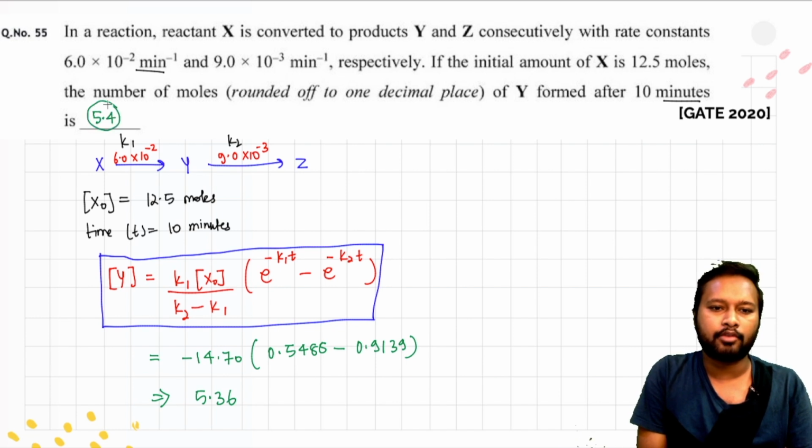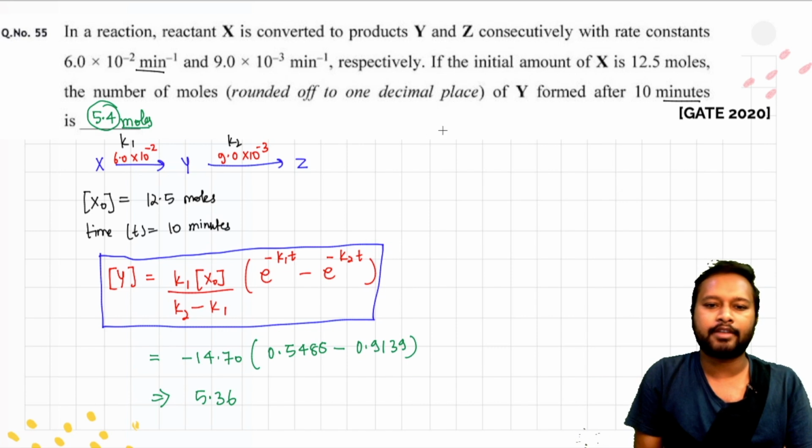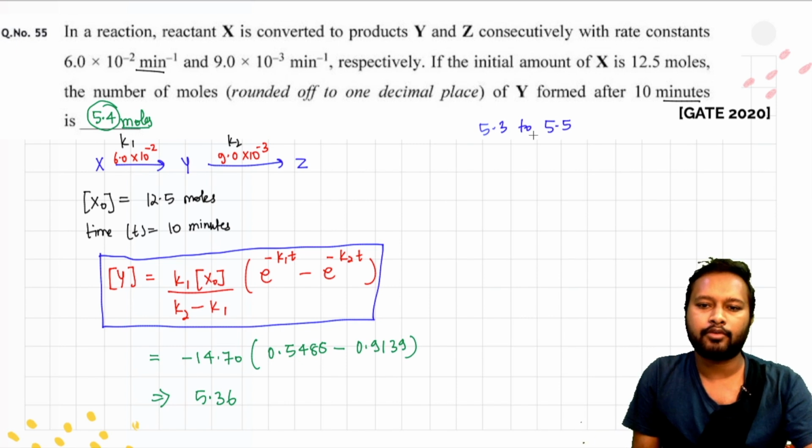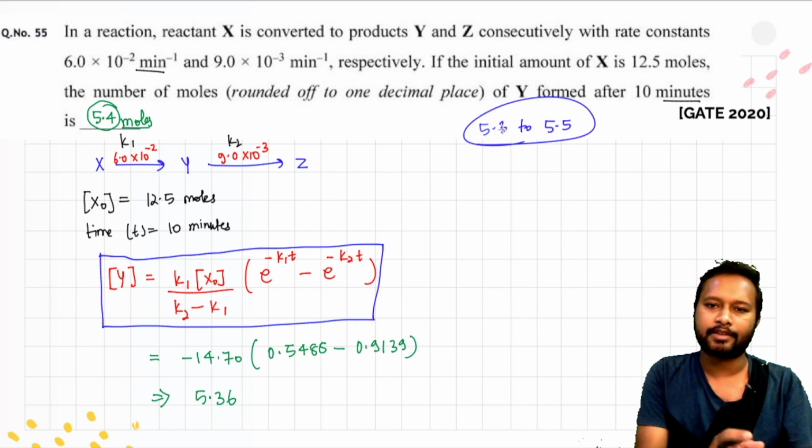That is going to be your answer, and this many moles is the amount of Y which will be formed after 10 minutes. Now the range of the answer given in the question paper is 5.3 to 5.5, so our answer is lying in that range. So yes, this is correct. Let's go for the next one then.